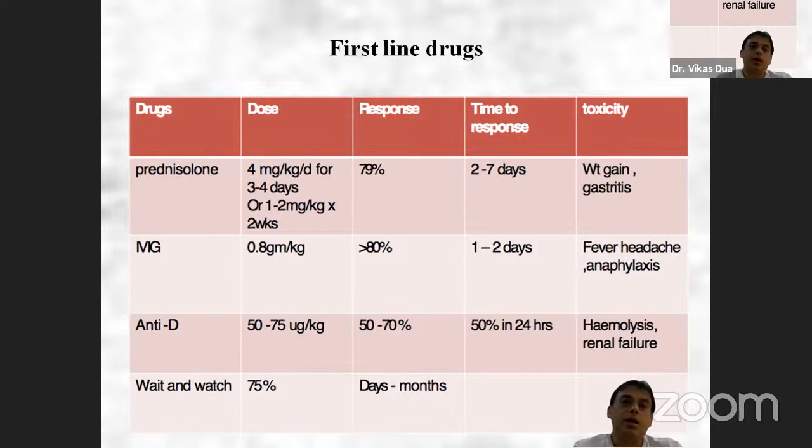Look at the wait and watch policy. If you don't do anything, still 70 to 75% patients will recover on their own in 3 months. What does this mean? Let's say a patient has got a low platelet count, has come to your clinic, and you are following, you're not giving any medicine, you're just observing. In 3 months' time, 70 to 75% patients will have a normal platelet count. That means the antibodies will disappear on their own and the platelets will rise.